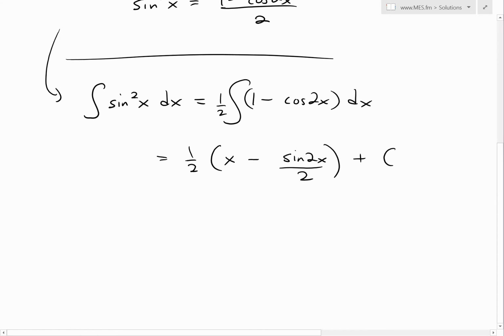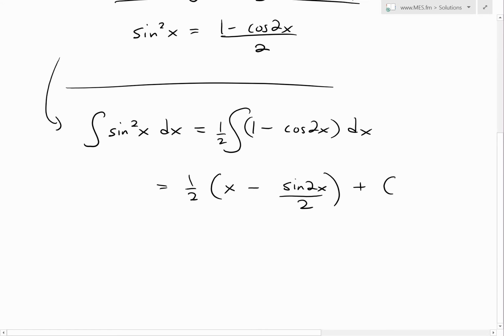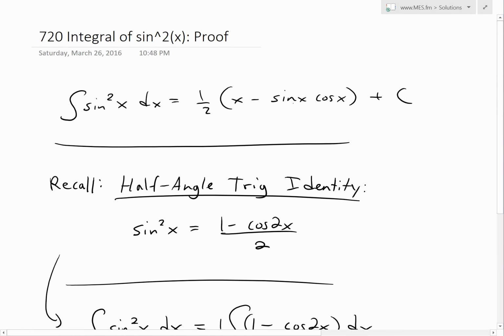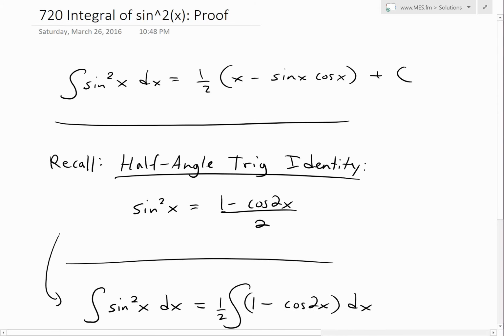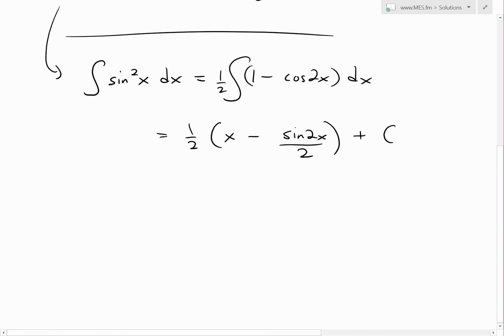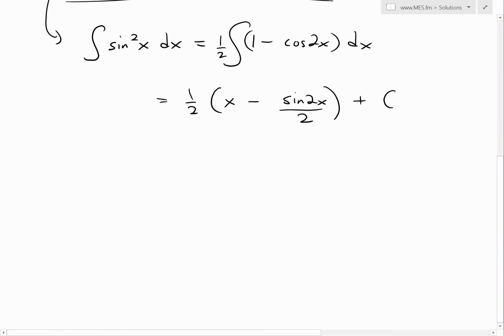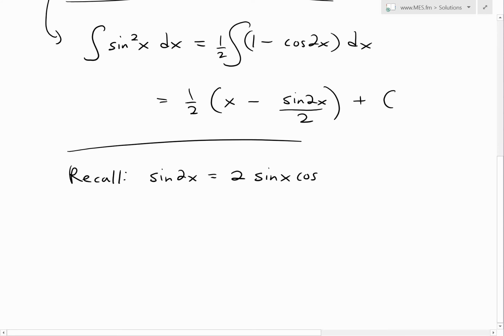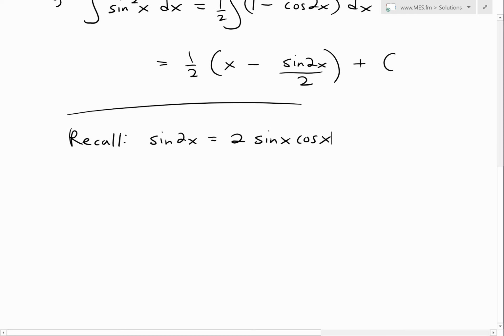So this is pretty much the answer, but if we want to write it in the more common form using sine x cos x, where we don't deal with this double angle, we can remove that too. Like in my last video, you could basically use the other trig identity. Recall sine 2x is equal to 2 times sine x cos x, and you can see the proof of this also in the video links below.